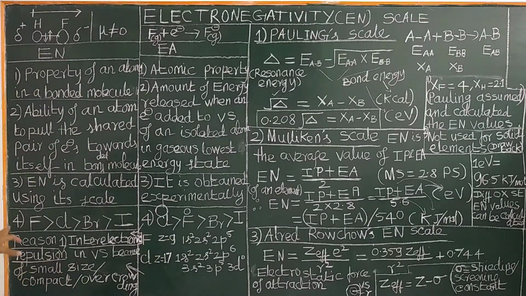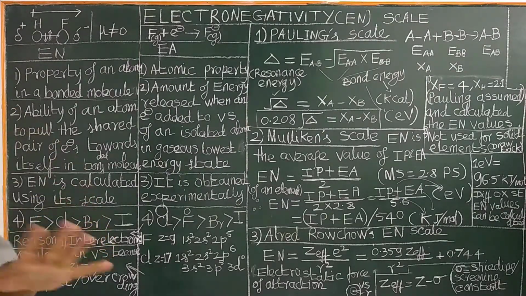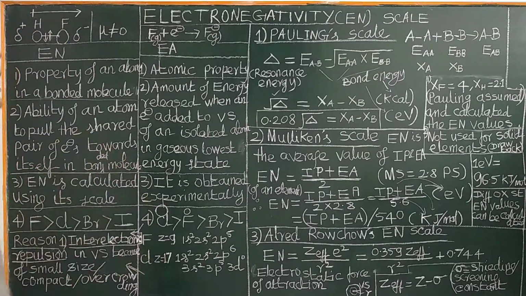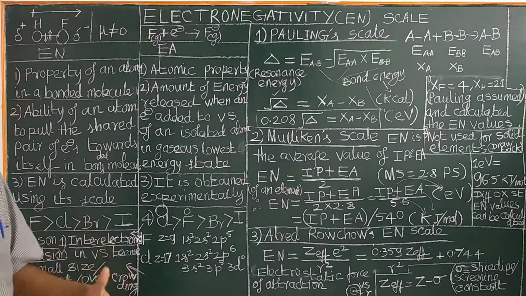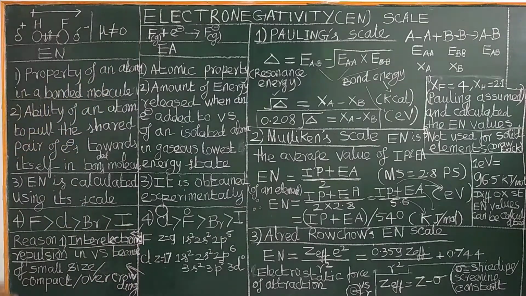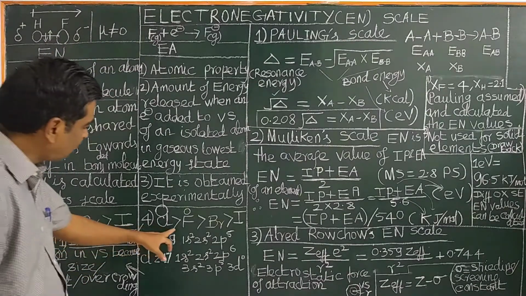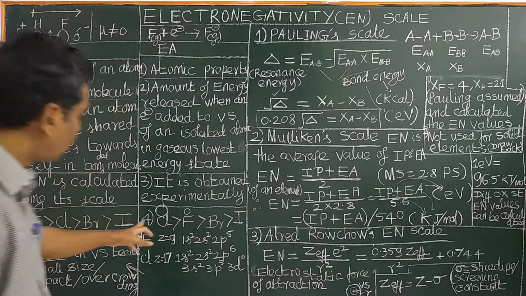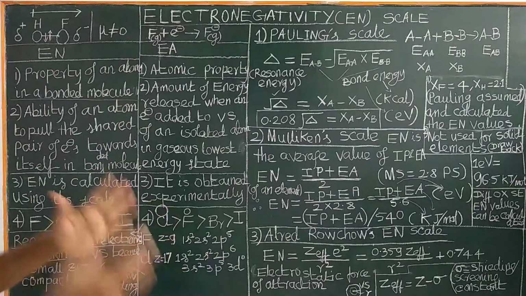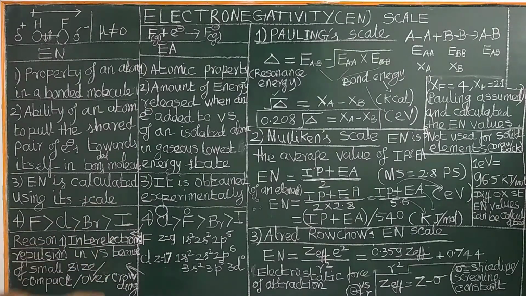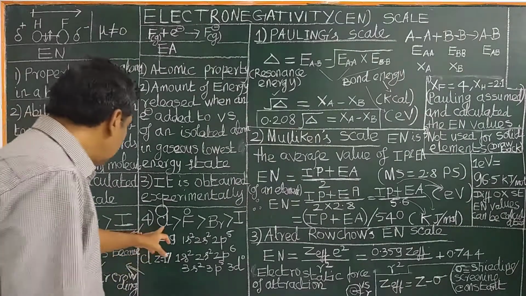And what is another difference? It is often asked, which is the most electronegative atom? Fluorine is the most electronegative atom in the periodic table. It has the highest electronegativity value. Fluorine is more electronegative because it will pull the electron pair towards itself in a bonded molecule. Whereas in the case of electron affinity, chlorine has the highest electron affinity value. Why?